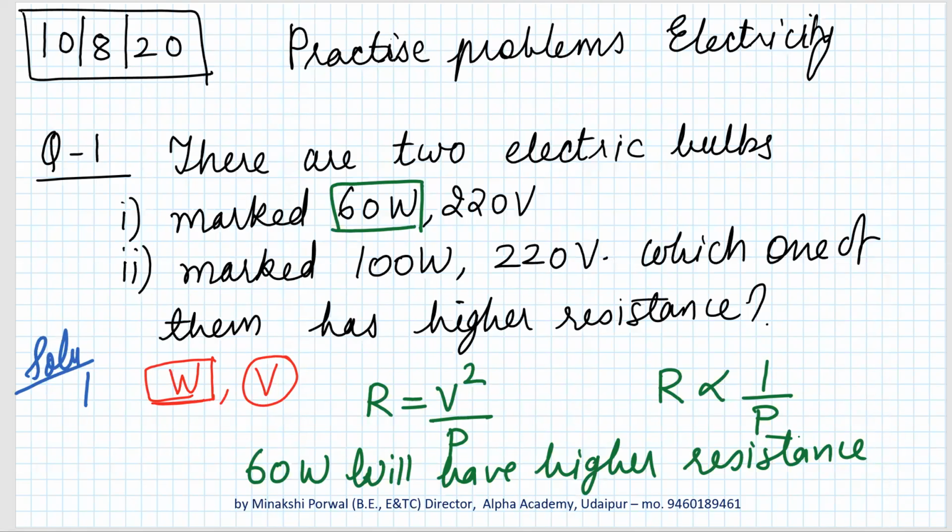Basically, the one with less power will have more resistance, so therefore 60 watt will have higher resistance.